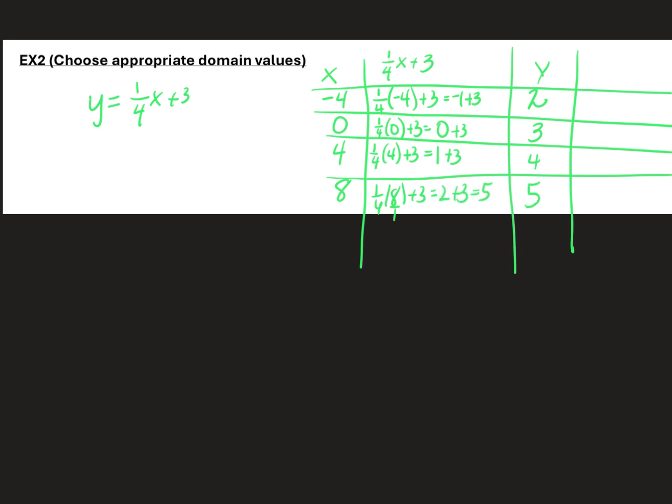So the ordered pairs are -4, 2; 0, 3; 4, 4; 8, 5. And I am going to graph those ordered pairs.